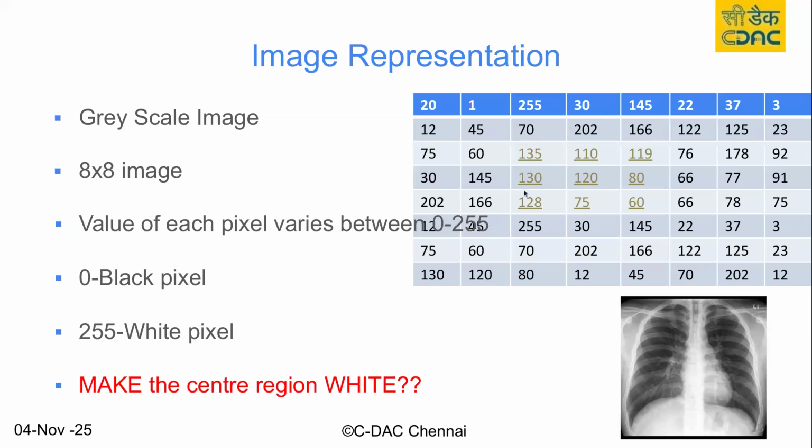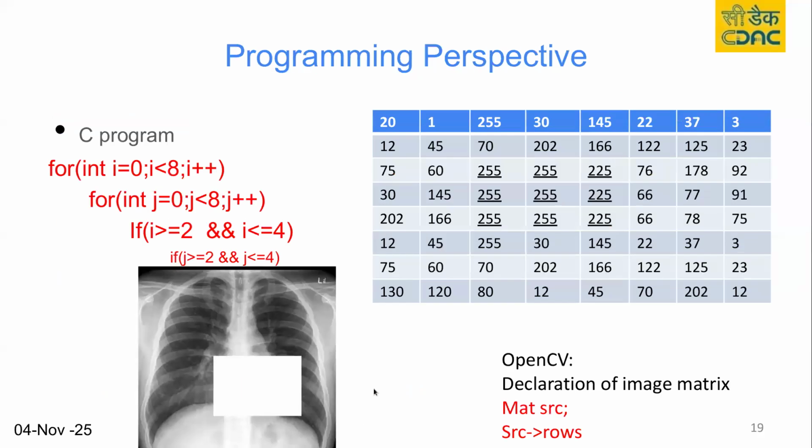And 0 means it is a completely black pixel region, and 255 means it is a completely white pixel region in the image. So to make it more clear, if you want to make the center region of this image white, then I have to make these pixels 255.